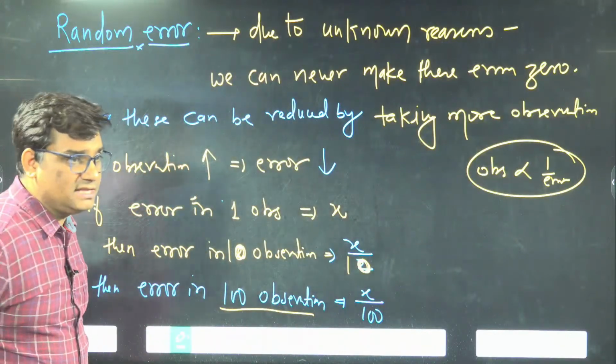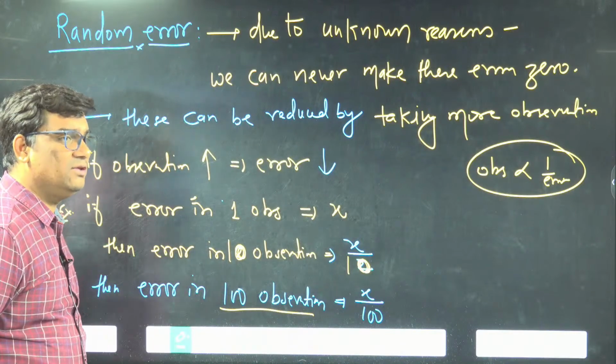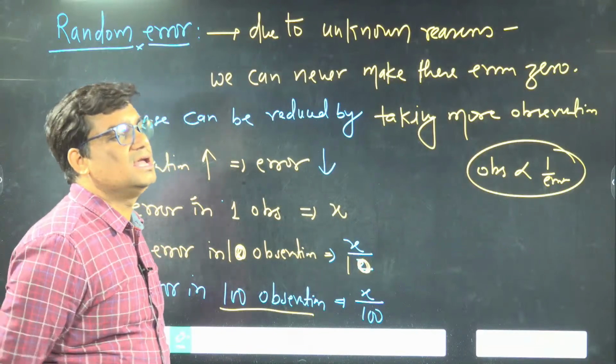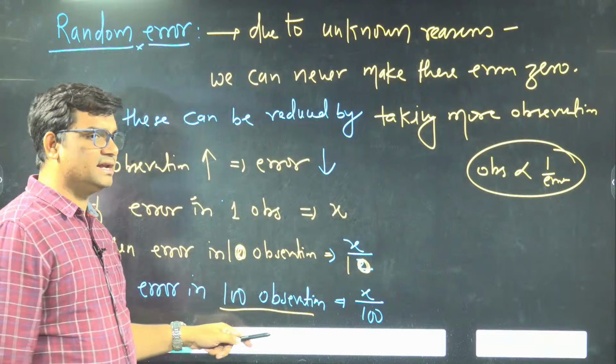They will ask which of the following errors you can never make 0. They have given the options: systematic error, instrumental error. The answer will be random error. We can never make it 0. I hope this part is clear here.